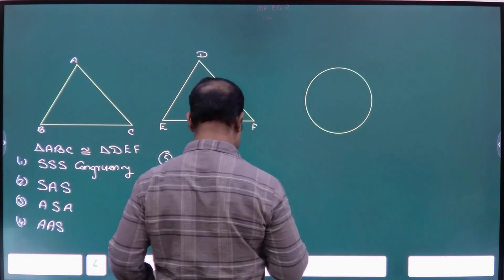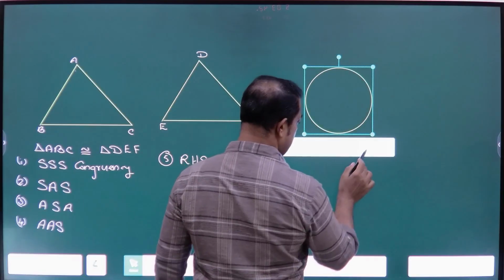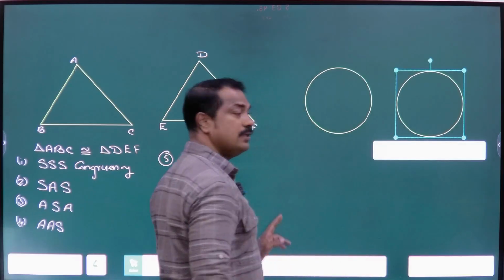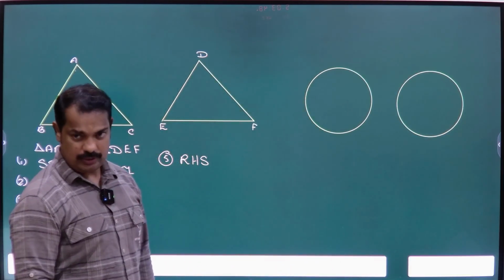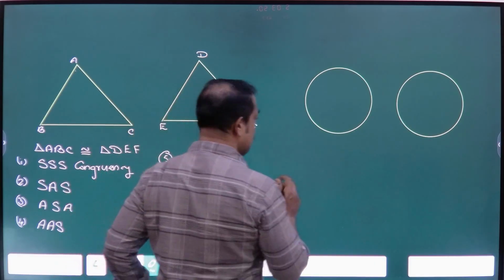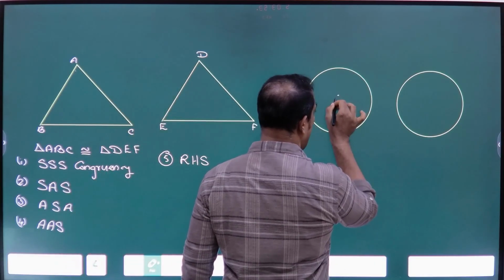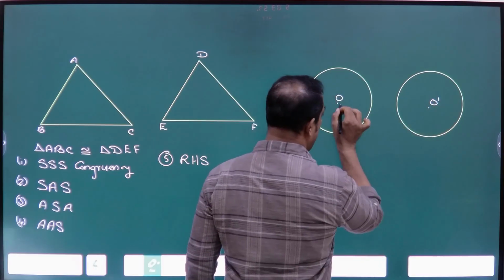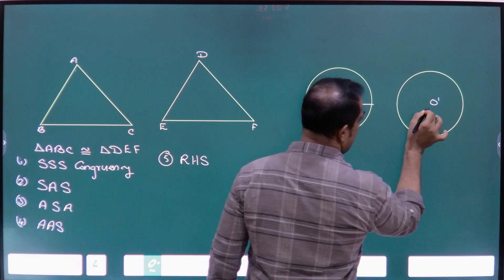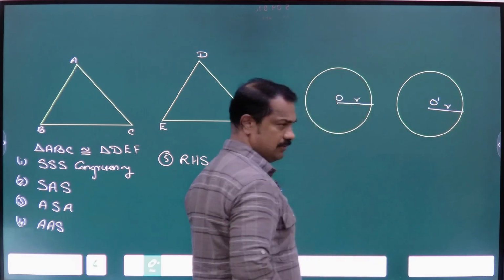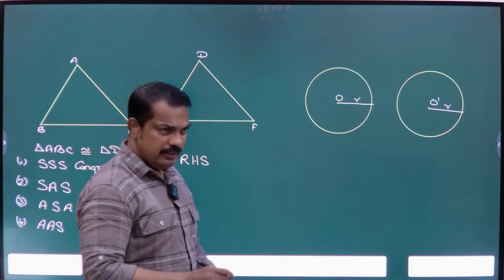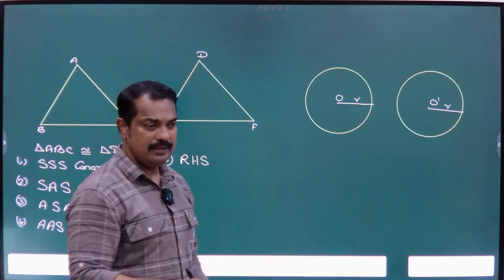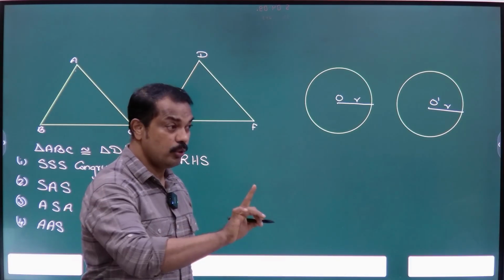Two circles congruent. इसी का कॉपी कर दिया. अगर मैं कॉपी किया तो इन दोनों का क्या सेम होगा? रेडियस. दोनों का रेडियस सेम होगा, है ना? The radius of this circle, center O. This circle center is O dash, and its radius is R, and this radius is R. Same radius. If two circles are same radii, then the two circles are congruent.